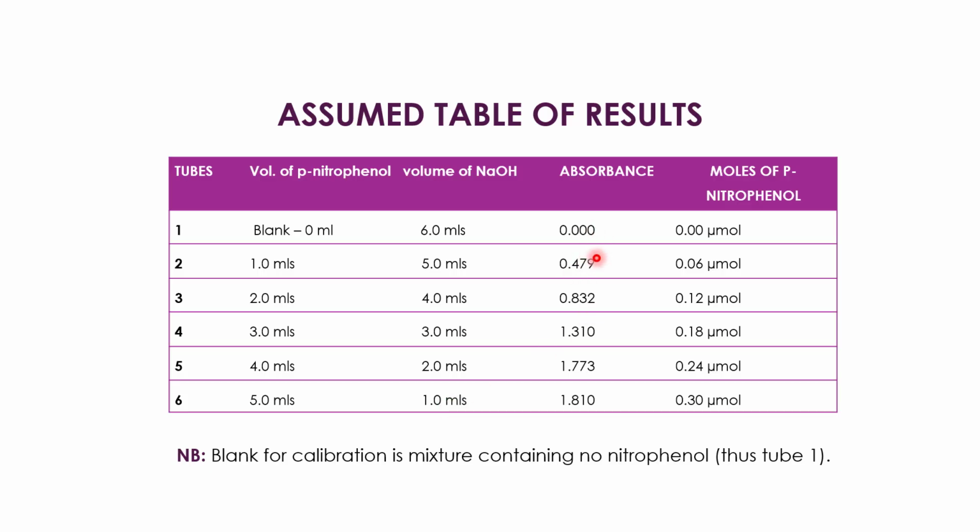And these are the absorbances obtained for each of the test samples. So we are going to use test tube 1 as a blank against the rest of the test tubes to obtain their absorbances. And these are also the calculated moles of p-nitrophenol in each test tube.